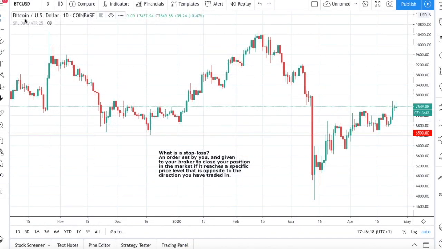So I've got a Bitcoin against US dollar chart up here. If I wanted to buy Bitcoin at its current price, but I was worried that it could fall and I don't want it to fall any further than this red level here, which is at 6,500, then what I would need to do is set a stop loss order with my broker. But how would I do that?